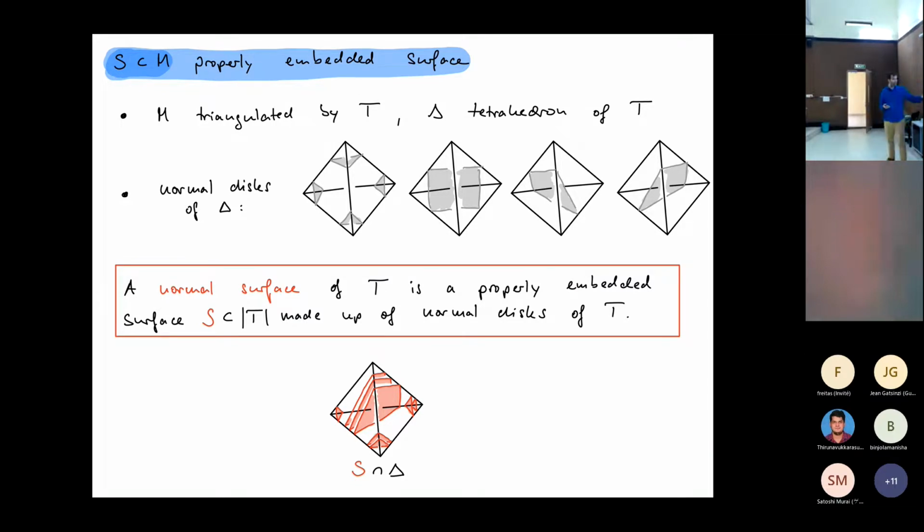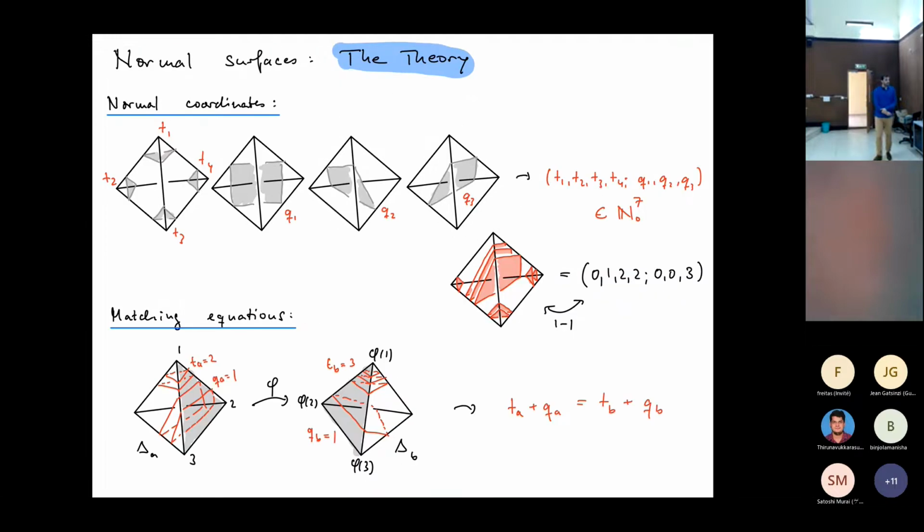I should have said before, a normal surface is a properly embedded surface S in the geometric carrier of T that happens to be made out of these pieces, right? So if we look at such a surface S and intersect it with some tetrahedron of the manifold, it will look like this picture on the bottom. Here you have 3 parallel quadrilaterals, 2 parallel triangles in the bottom, and so on. All right. So if the surface intersects every tetrahedron locally in this form, then this is a normal surface.